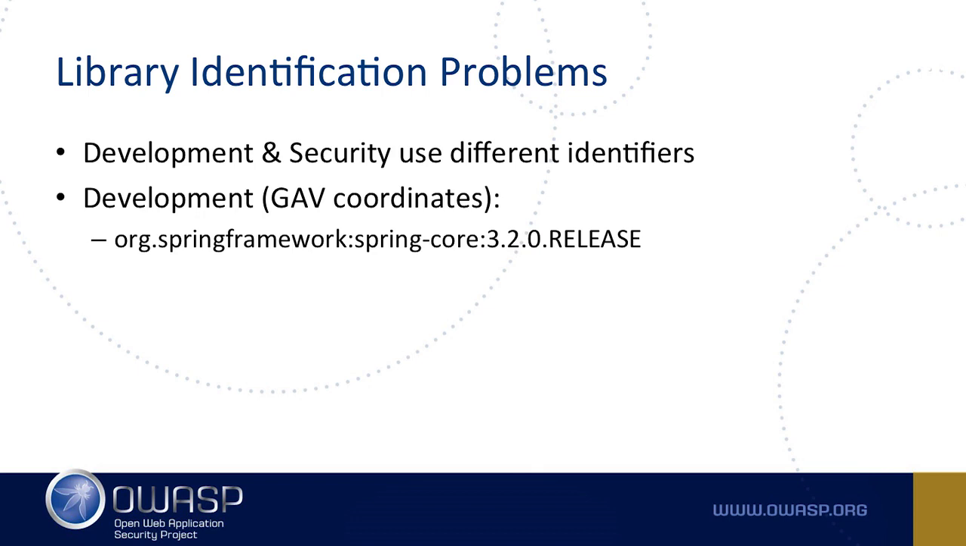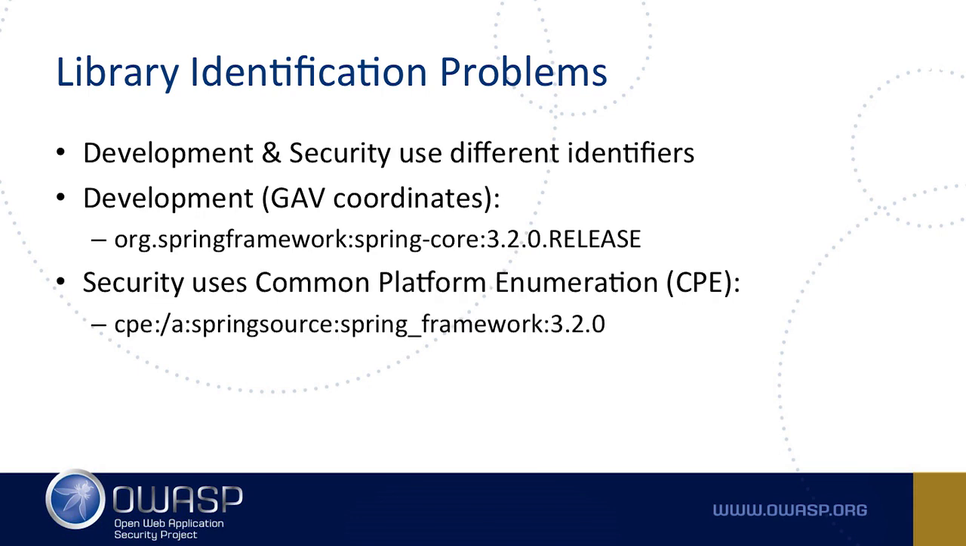So for Spring Framework, and I know for those that know Spring, we're actually up on 4.6 or higher, I don't know today, but the 3.2 points out an interesting problem with library identification. So in security, as I mentioned, we use the CPE. And this is the CPE for Spring Framework 3.2.0. Spring Source, Spring Framework 3.2.0.